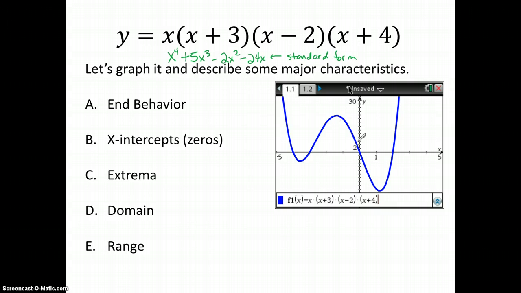So here I have this graph. I graphed it in my calculator. I used factored form when I plugged it in. You could use either factored or standard. Your calculator will know what you're talking about. And let's take a look at some of the characteristics.